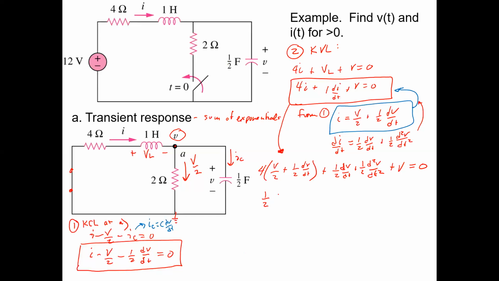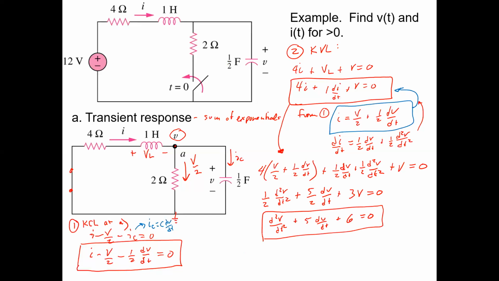We're going to have 1/2 d squared v dt squared plus 5/2 dv dt plus 3 v equals 0. And then multiplying everything by 2, we're going to get finally d squared v dt squared plus 5 dv dt plus 6v equals 0. So that is our governing equation.